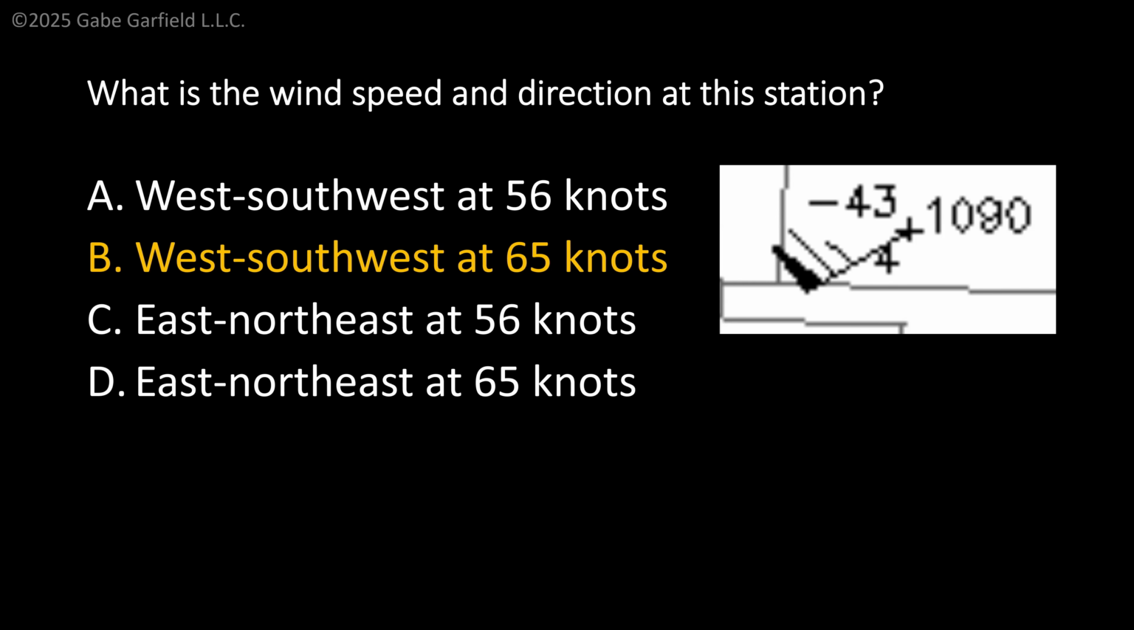If you answered B, west-southwest at 65 knots, you got this exactly correct. So in this case, the station plot shows a wind that is pointing toward the east-northeast. It's coming from the west-southwest. So the direction it is coming from is the name of the wind, a west-southwest wind. And we know it's 65 knots because we have a flag here, which is worth 50. We have a barb that's worth 10, and we have a half barb that's worth 5. So 50 plus 10 plus 5 is 65 knots.